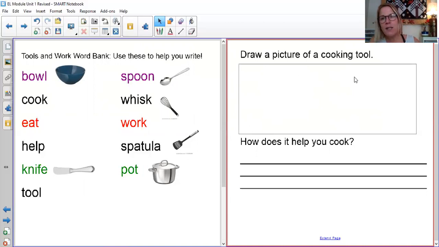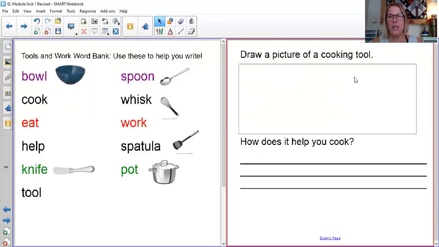If you're not using one of the tools that are on there, you could ask a parent or a family member to help you spell the word, or you could try to tap it out on your own. So for example, if I said cup, I would go c-u-p. And we're going to learn more about tapping out and sounds and what sounds mean in skills later on today. So you're going to, again, draw a picture of a cooking tool.